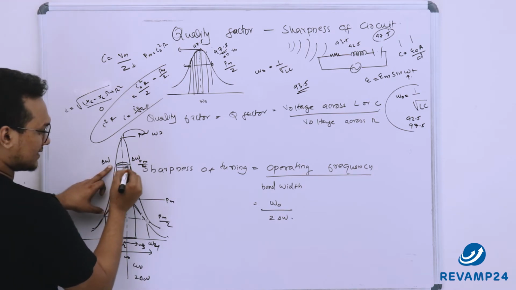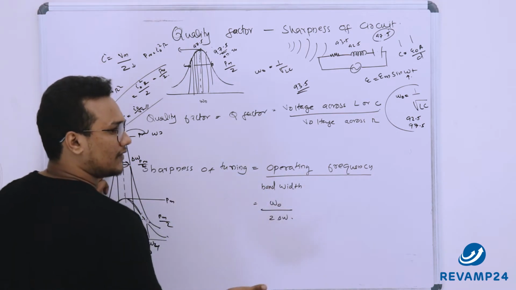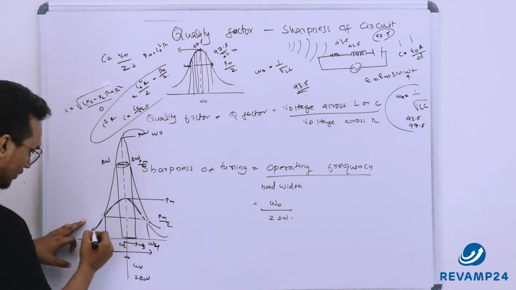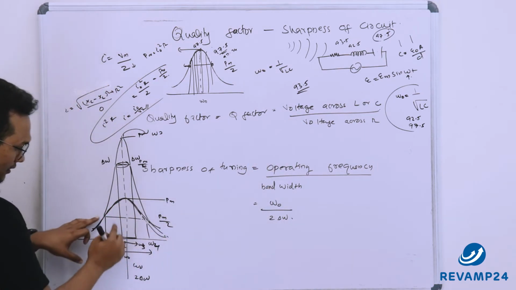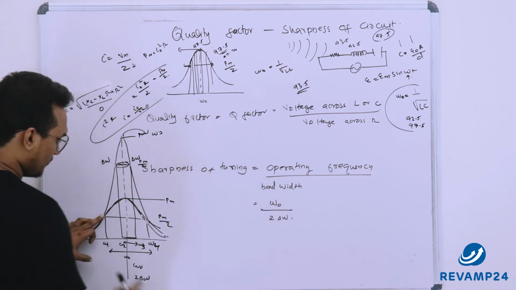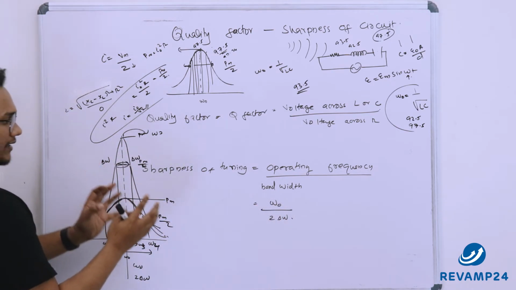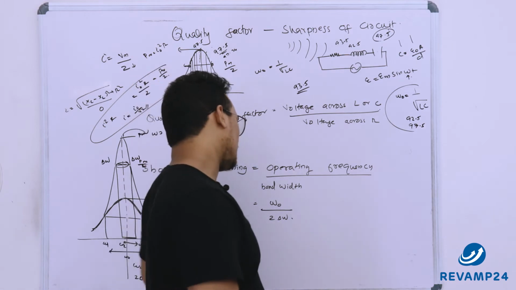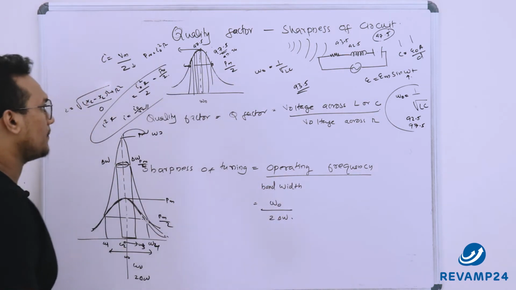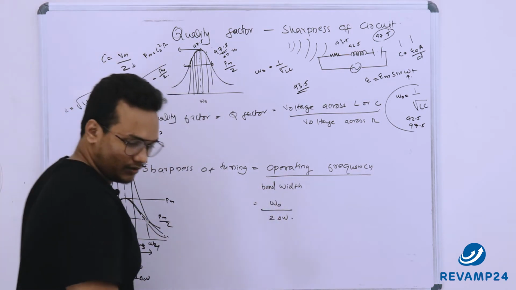See, this value is less, so quality factor would be more. Now with this circuit, omega 0 is the same thing, but 2 delta omega is higher and quality factor is less. So this equation is very important. Now I will give you an example.